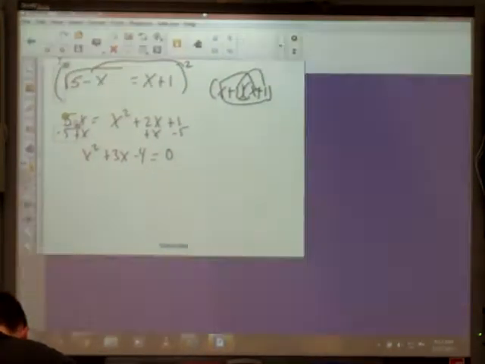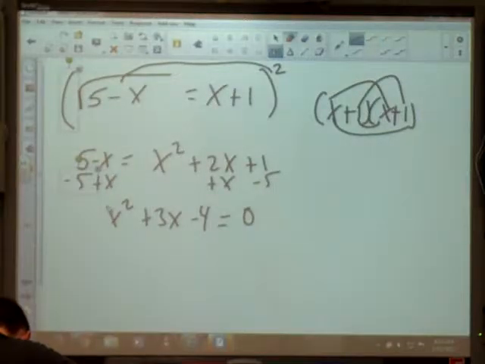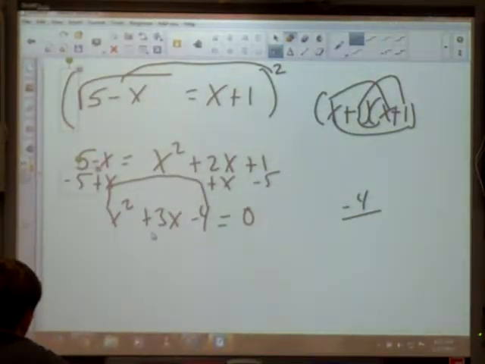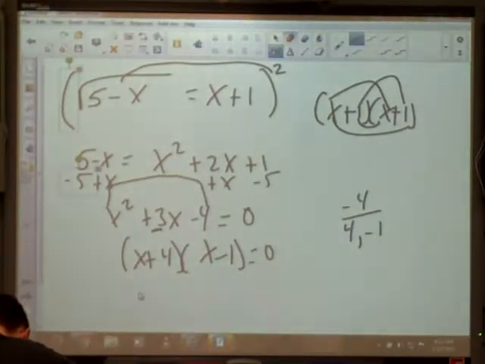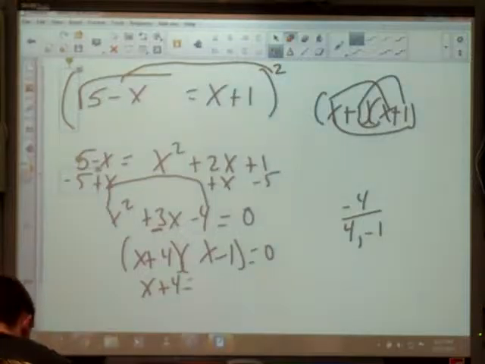The reason I know it can factor: I do my a times c. 1 times negative 4 is negative 4. The factors of negative 4 that add to 3 are 4 and negative 1. So this factors as x plus 4 times x minus 1 is equal to 0. Now you just set both of those equal to 0 and solve. If x plus 4 is equal to 0, that gets you negative 4.